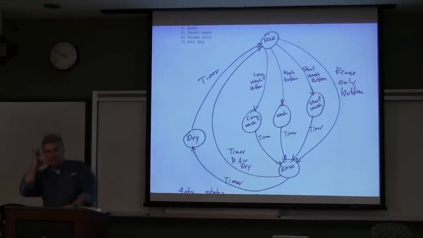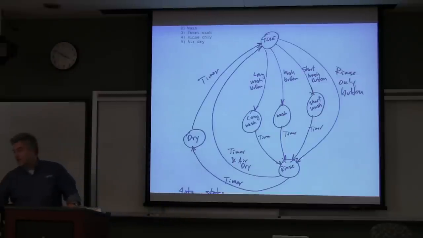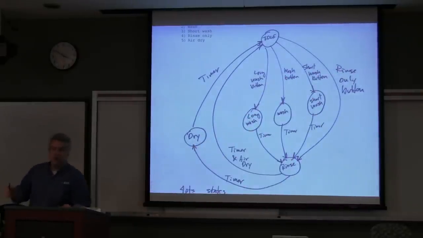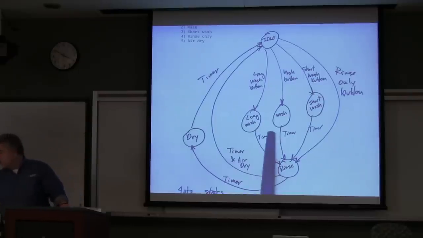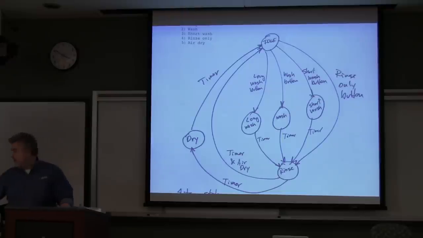I don't understand your question. Okay, let's all start. You all agree that button presses will send you to the wash or the rinse. You all agree with that, right? You all agree that a timer will send you from the wash to the rinse, right? Okay. Now the question is, when do you get out of rinse?